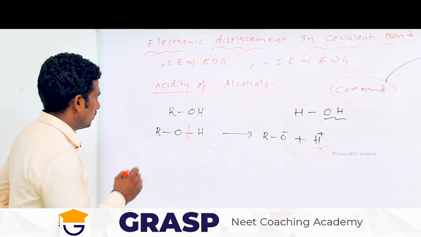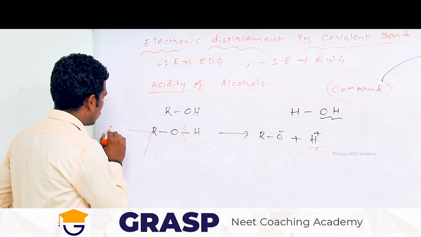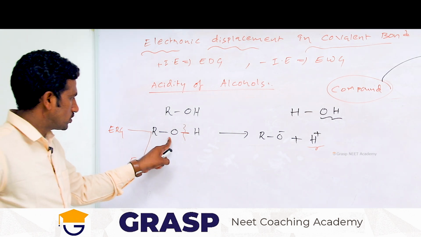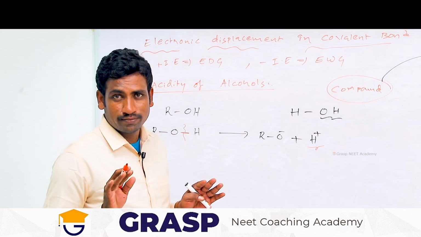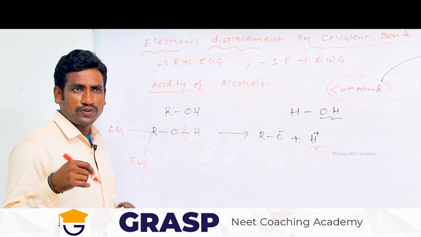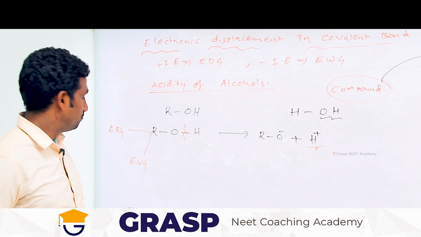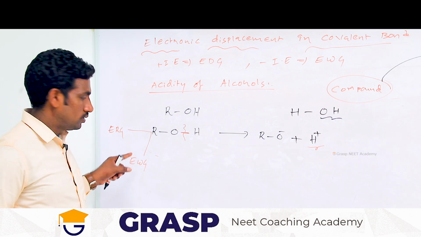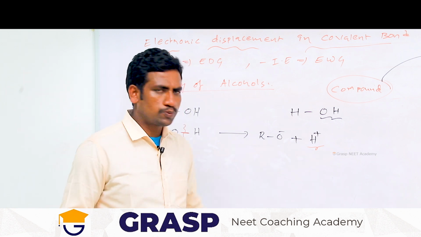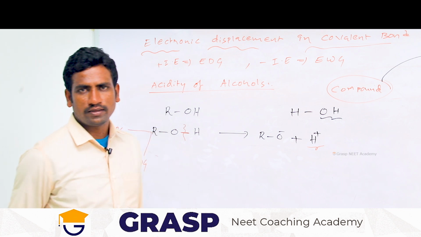There is a condition. When can it break easily? If it is attached to electron releasing groups or electron withdrawing groups, in which cases can the oxygen hydrogen bond break easily? The cleavage of the oxygen and hydrogen bond in alcohol is very easy in which case, and it can give the H plus ions easily. Once the oxygen hydrogen bond is broken, hydrogen comes out easily.